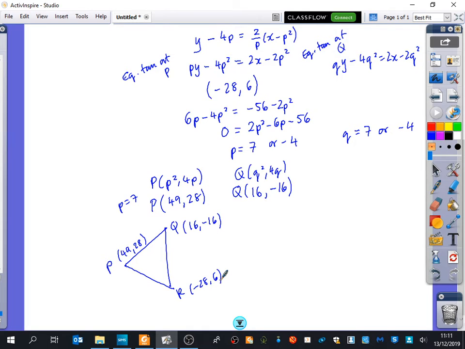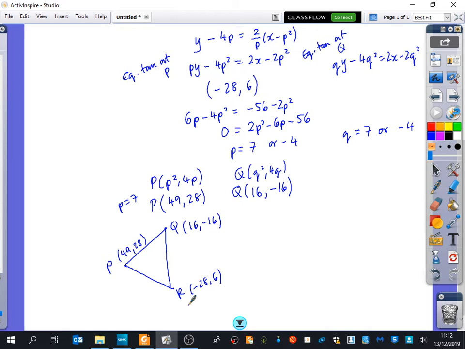Now, there's many ways that you can find the area of this triangle. You could do this from normal maths, where you could find out the vectors for the sides of the lengths, or you could do this using a further pure 1 skill. I'm probably going to do a further pure 1 skill here just for fun, okay?